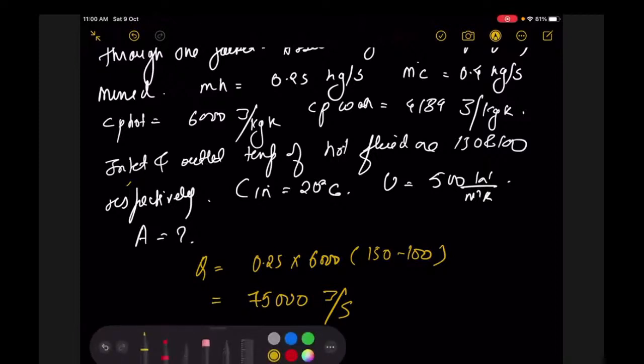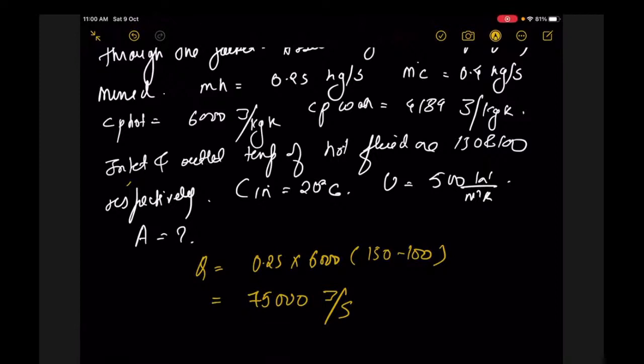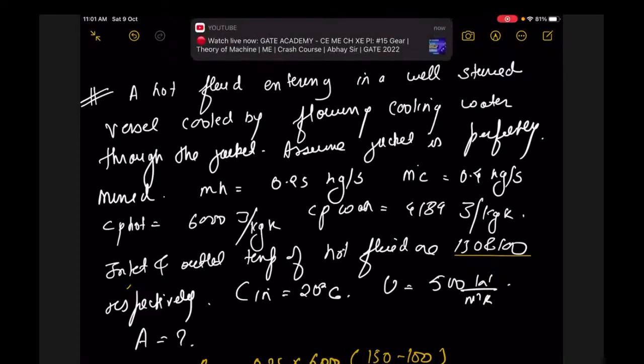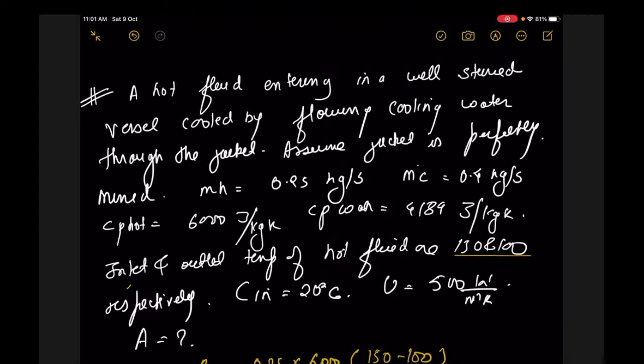But here in this question, calculating LMTD is somewhat different. Why? Because in the question they have used two different words. If you read the question, it is clearly mentioned a hot fluid entering in a well stirred vessel. Well stirred means that stirring is done very well. So when we do stirring, I think you remember in CSTR we do the stirring. Okay. So whenever we do stirring, what will happen?